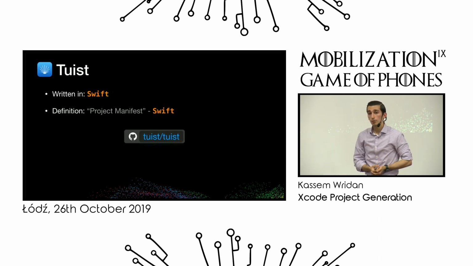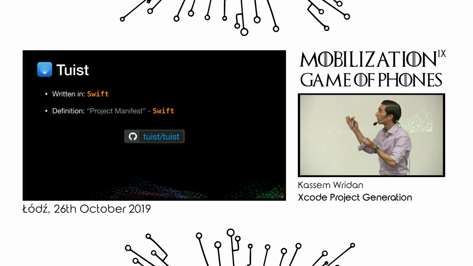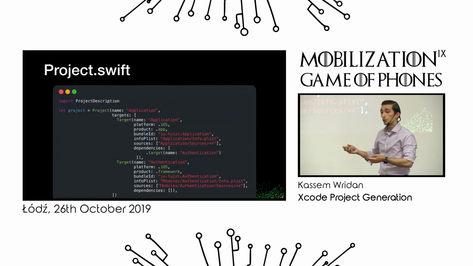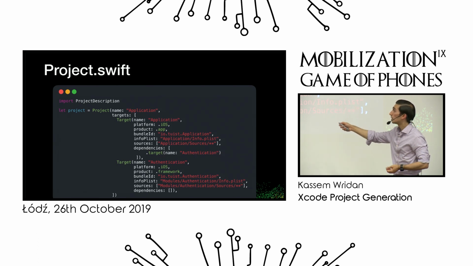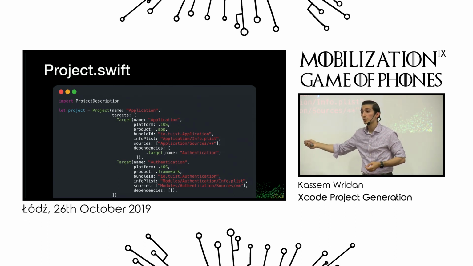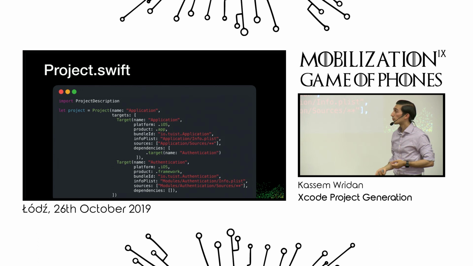The last one I'll talk about today is called Tuist. It's written in Swift. The definition file for it is known as a project manifest. It's heavily inspired by Swift Package Manager, and as such has also been written in Swift. This is what your project manifest might look like. You can define your application. Same thing, sources, what it depends on. It depends on a target called authentication. This is the definition of the target, so on and so forth.